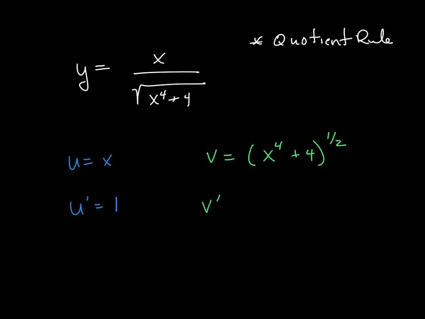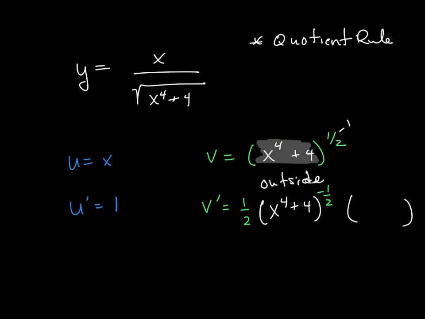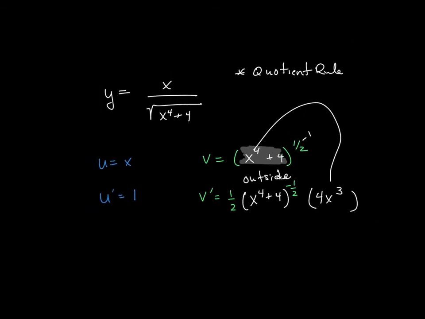The derivative of v, I take the derivative of the outside first. And remember, when you're taking the derivative of the outside, the inside stays exactly the same, and subtract 1 from the exponent. So that is negative 1/2. Now I need to take the derivative of the inside. That's the chain rule. So I'm multiplying it times the derivative of the inside, the derivative of x to the 4th, which is 4x to the 3rd power.